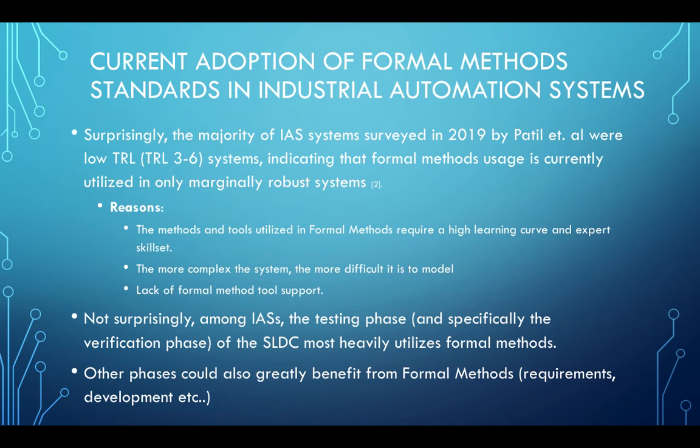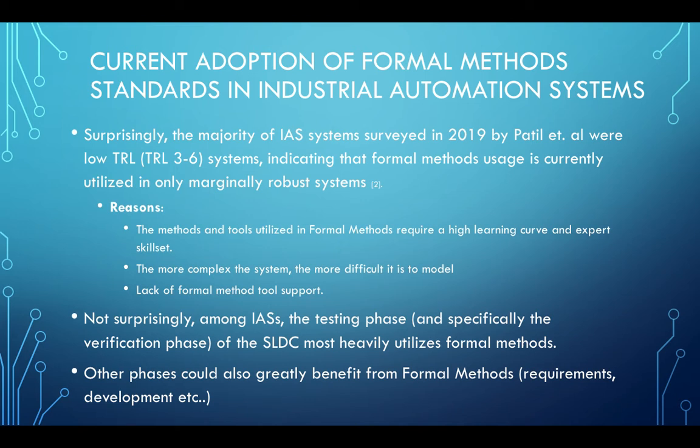They performed a survey of all the major industrial publications to determine not only whether formal methods are being used, but also the level of maturity of the systems that utilized formal methods in the publications that they found. So to gauge the maturity of those systems, they classified the systems using a TRL number, where TRL stands for Technology Readiness Level. And the higher the TRL number, the more mature and robust the system.